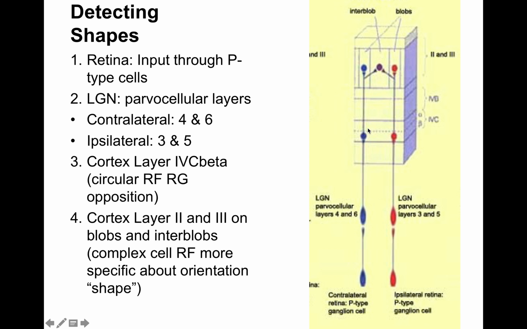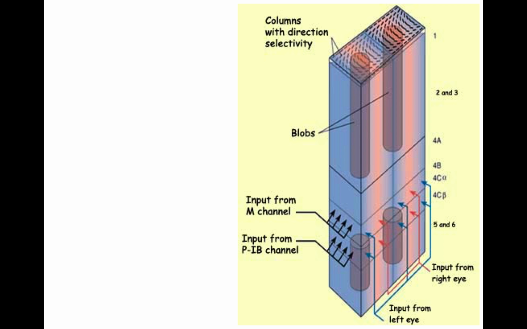Remember, 4C alpha was processing input for motion. So we're already seeing some discrimination in terms of where these things are synapsing in the visual cortex. Those in turn then synapse onto these blob or interblob cells that we have within layers 2 and 3. So that's what we're looking at for this shape channel.